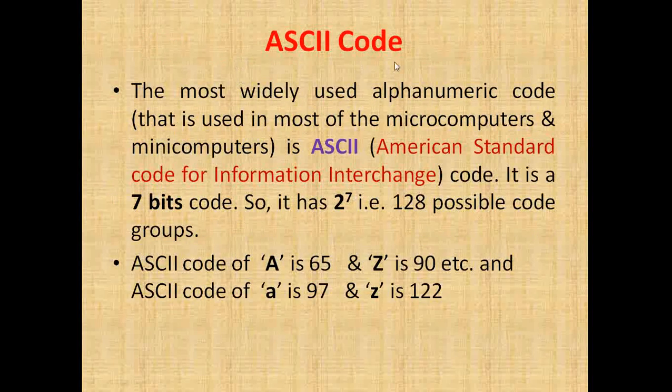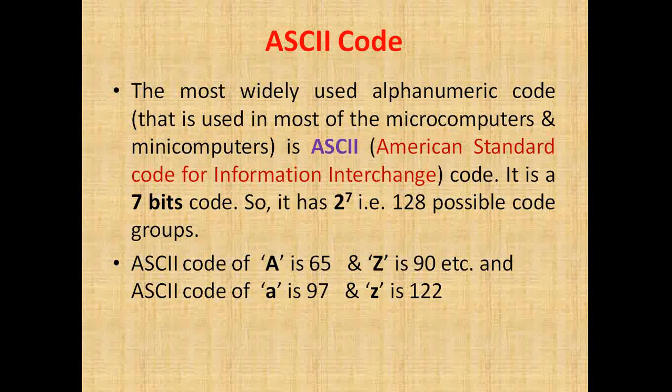First of all, we have an encoding system called ASCII code. This ASCII stands for American Standard Code for Information Interchange, right? And this is the most widely used alphanumeric code. That is, it is used in most of the microcomputers and minicomputers that we are using in current scenarios. ASCII stands for American Standard Code for Information Interchange. It is a 7-bit code.